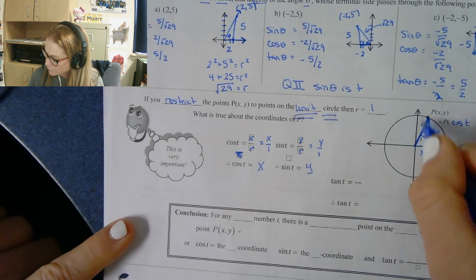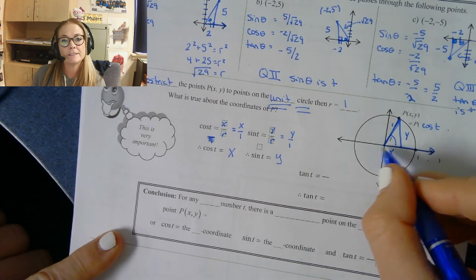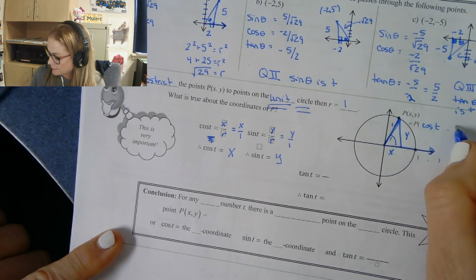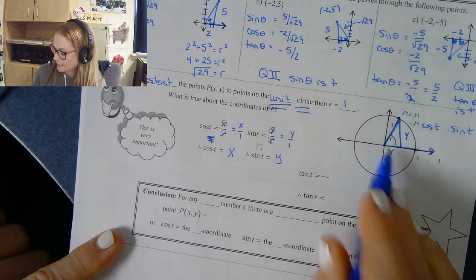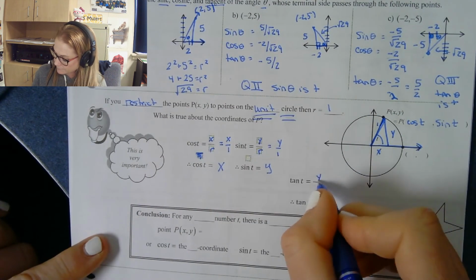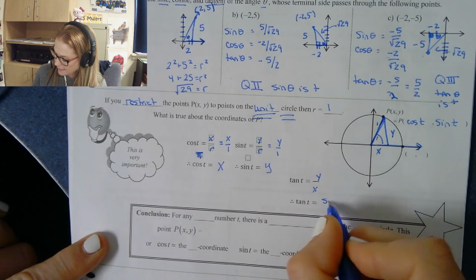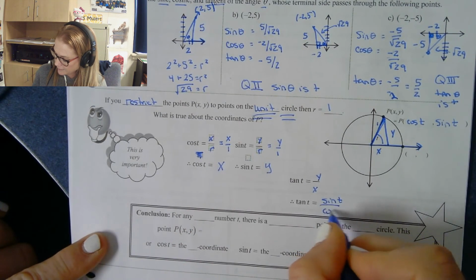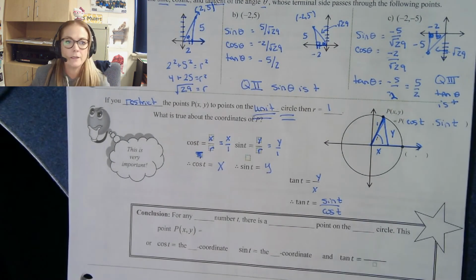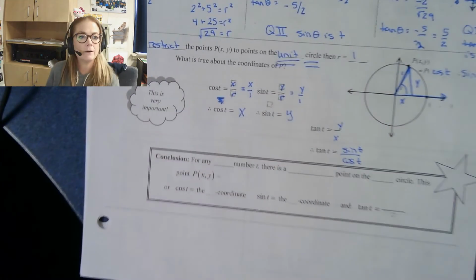So if you're to label a point x, y, you could also label that point cosine of this angle at the origin, sine of t, which is that angle at the origin. And then tangent is just y over x, which is sine of t over cosine of t. So, conclusion on this page, and we'll get over to some more fun stuff.